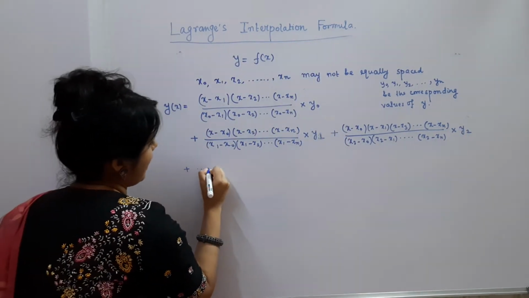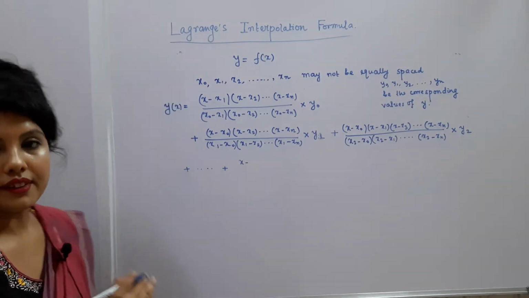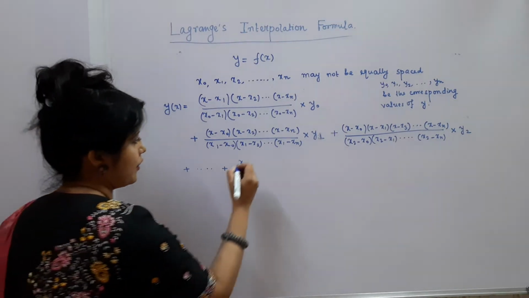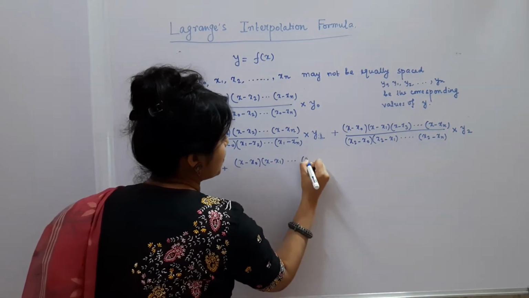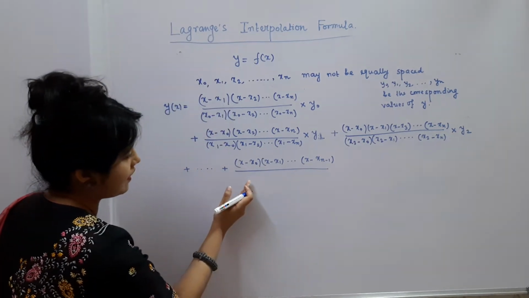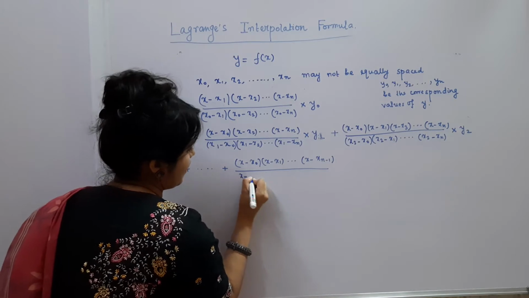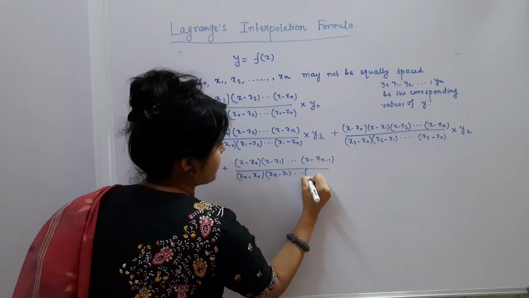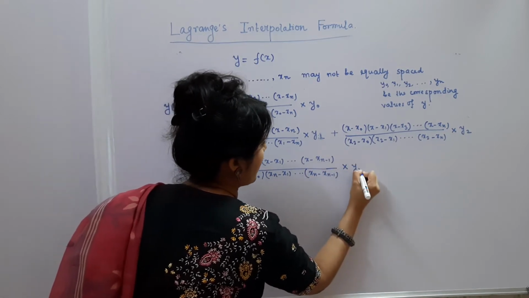Now the last term will be like that: in the numerator the term x minus xn will be missing. So (x minus x0)(x minus x1) up to (x minus xn minus 1). In the denominator all the terms will be subtracted from xn. So (xn minus x0)(xn minus x1) up to (xn minus xn minus 1), into yn.